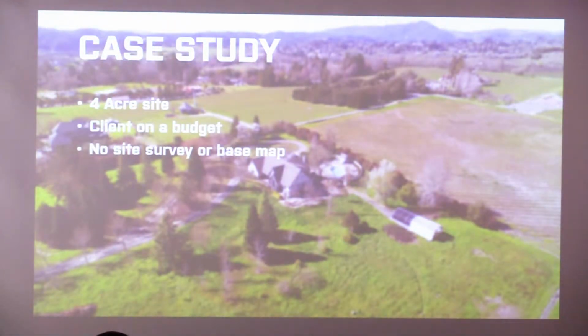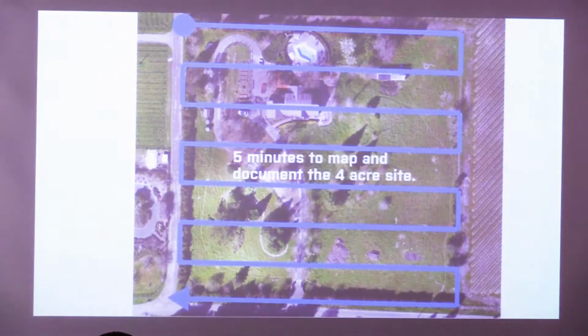So here's a case study for a project that we worked on. It is a 4-acre site in Forestville, California. The client was on a really strict budget, and they didn't have an existing site survey or base map to provide us. Also the Google Earth imagery was obstructed by clouds, and it was out of date because they did some recent construction. So we decided to provide our drone mapping services to provide a supplemental base plan.